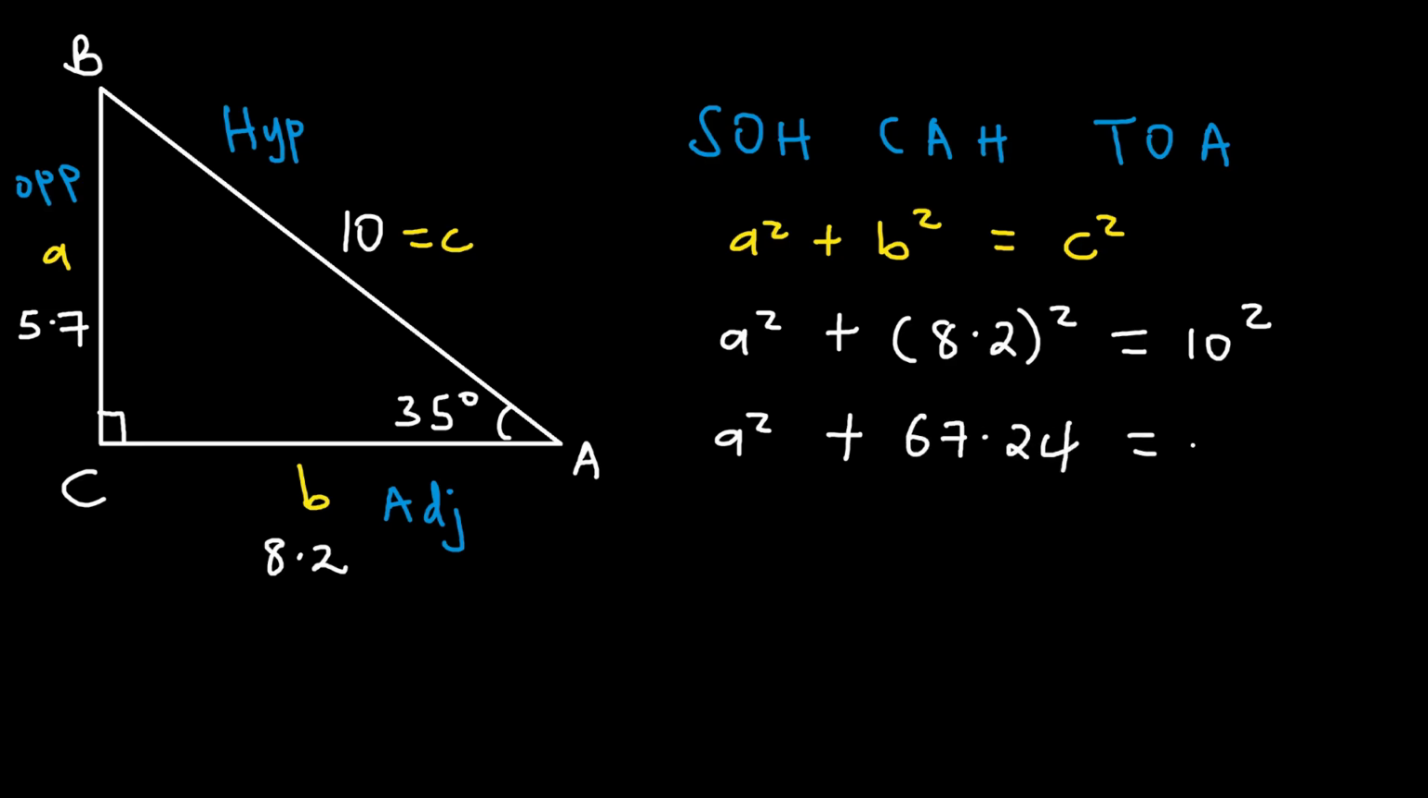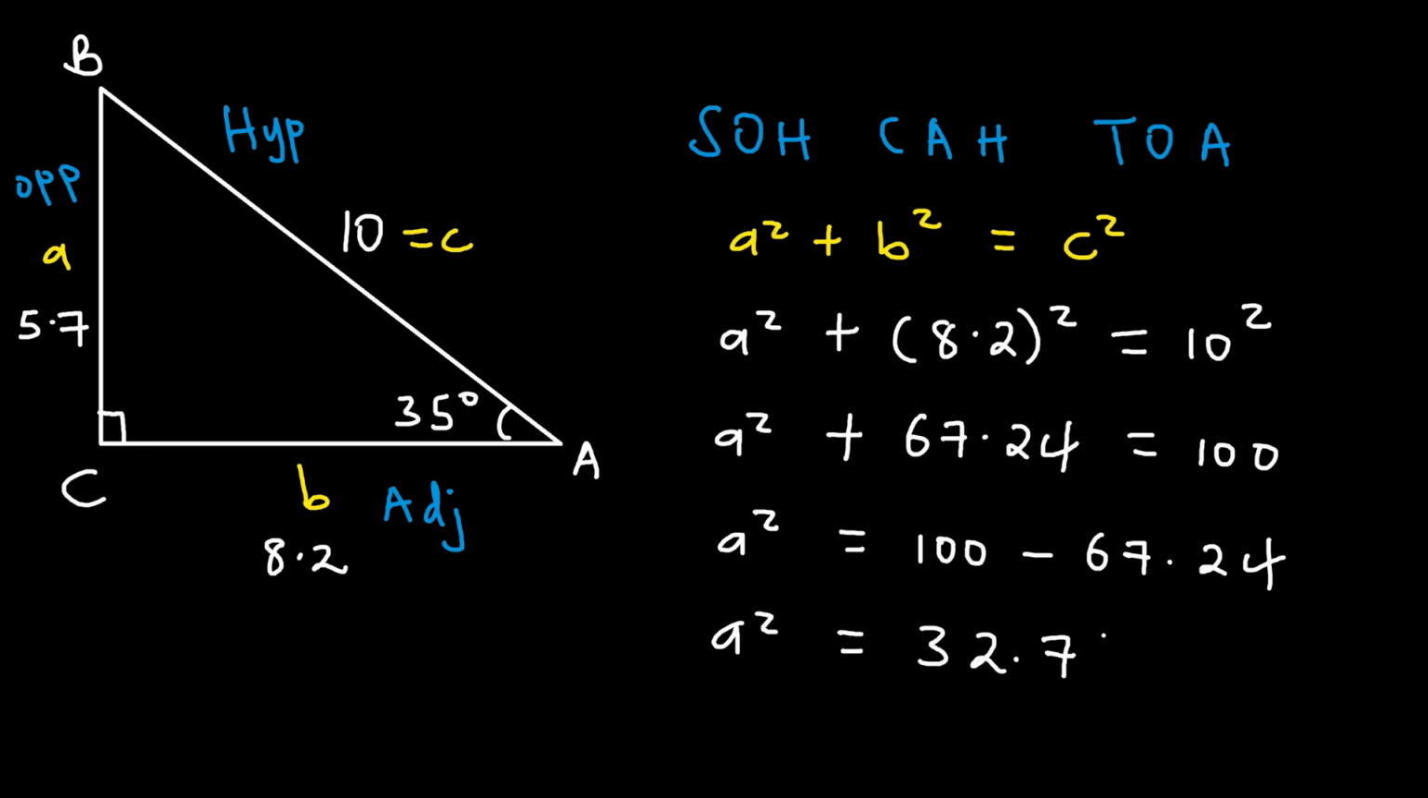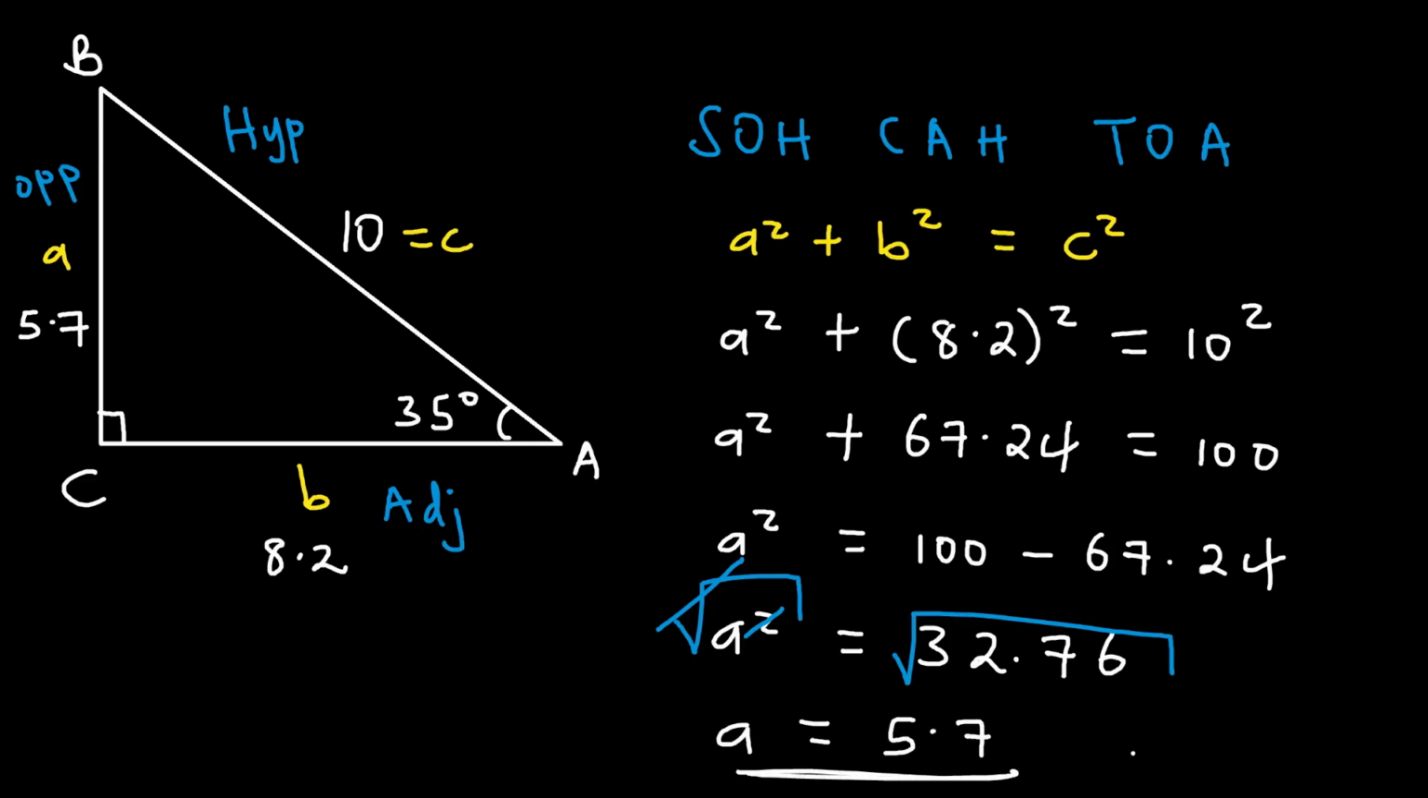67.24, equaling 100. And if we take this to the right hand side, it will become negative. So we shall have A to the power of 2 equaling 100 minus 67.24. And so A to the power of 2 will be equal to 32.76. And at this point we can take the square root on both sides. This will cancel with the square. And so we shall have A equaling 5.7. So we get the same answer.